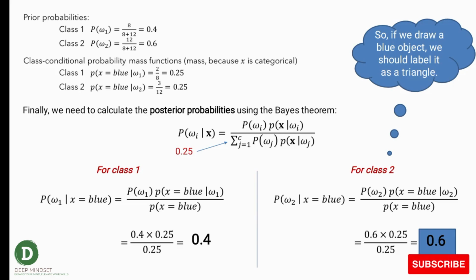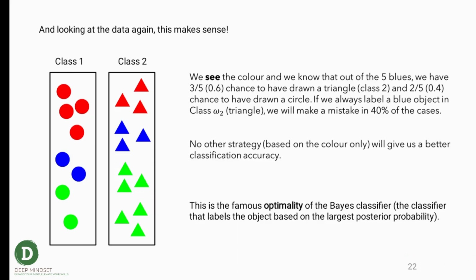So we see the colour, and we know out of the 5 blues, we have a 3 in 5 chance to have drawn a triangle, and a 2 in 5 chance of drawing a circle. If we always label blue objects as triangles, we will make a mistake in 40% of cases. No other strategy, no other way of making that decision based solely on colour will give us a better result. That is the best possible error we could get, or best possible accuracy. This is why we say that the Bayes classifier is optimal, or has optimality. It does the best it possibly can based on the statistics we put in. Okay?